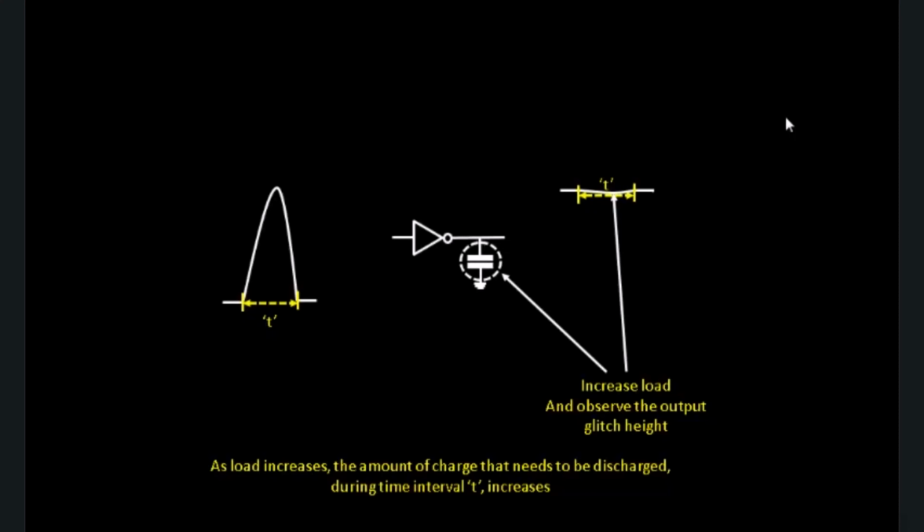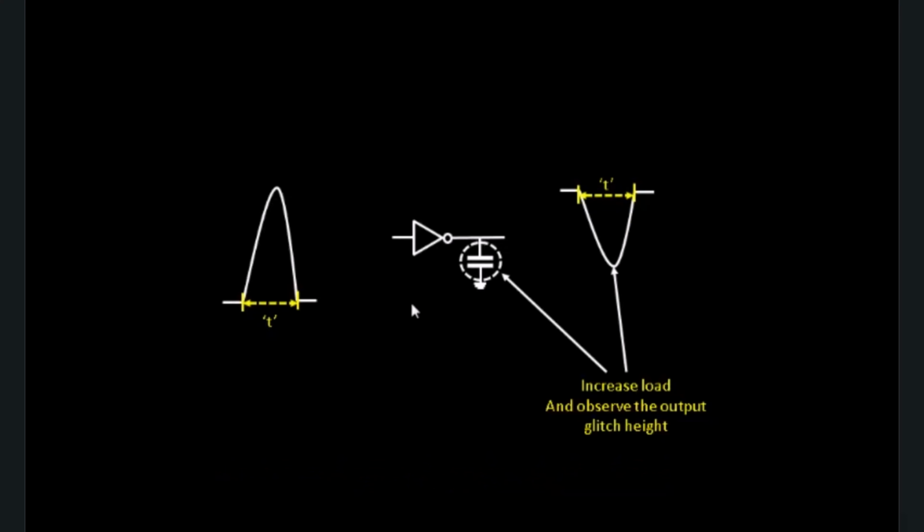Hello everyone. In the last video we saw how increasing the capacitance, or increasing the output load of this particular inverter, helped to reduce the glitch. So let's start from this point, where we had seen a very low output load and how increasing the output load helps to reduce the glitch at the output of this inverter.